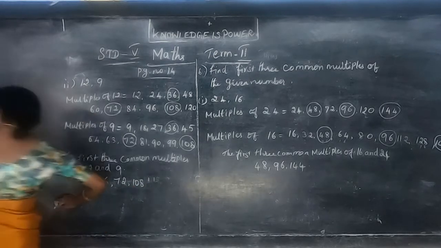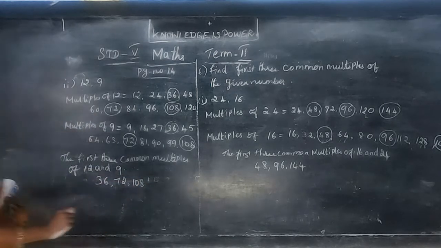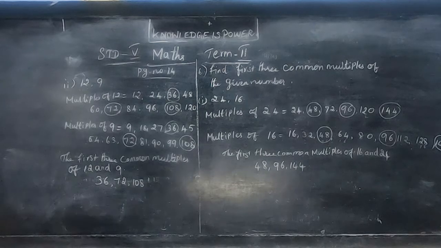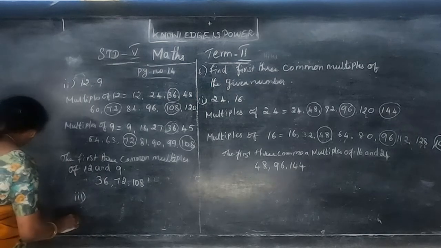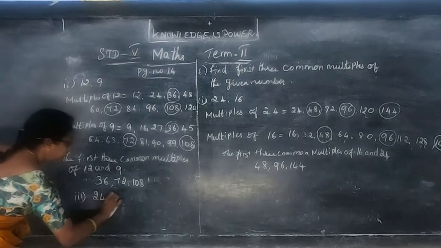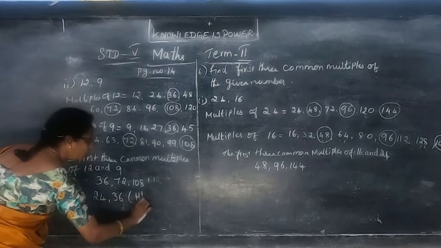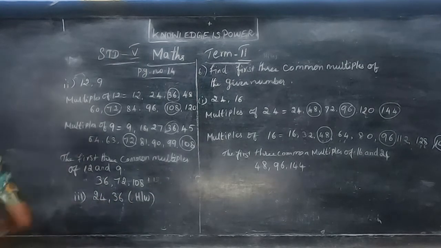So your homework is the sixth sum, the third one. Only one sum I gave in homework: 24 and 36. This is the homework. So do this by yourself, children.